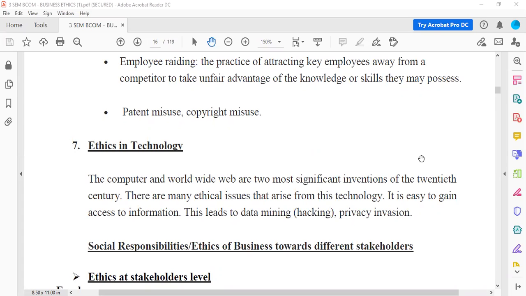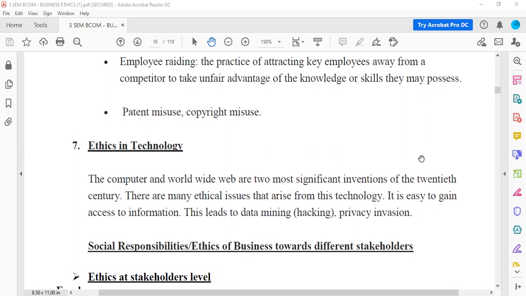Taking away personal data is privacy invasion. Our personal data, maybe our date of birth, mail IDs, full names, Aadhaar card numbers or account numbers, passwords, that is all privacy invasion, which is not at all ethical in a company when relating to technology. So these are the scope of business ethics.